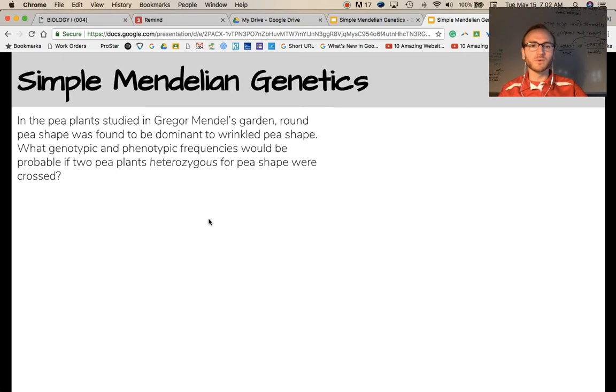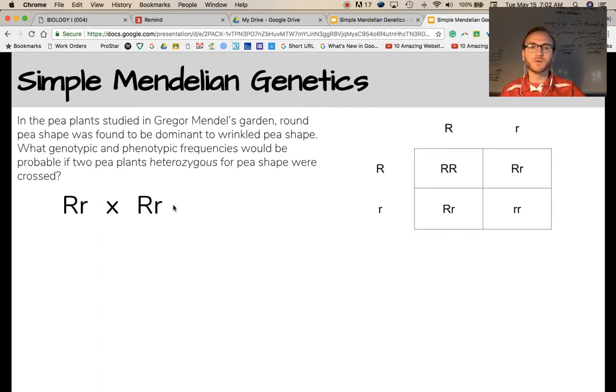So let's take a quick look here. What if we change the word problem around a little bit and we actually cross 2 heterozygotes for pea shape? Okay, so big R, little r, big R, little r. We have a carrier for the recessive trait in both parents, but they're still exhibiting that dominant characteristic. So we're going to take these 2 heterozygote parents and cross them, and let's see how that changes our Punnett square results a little bit.